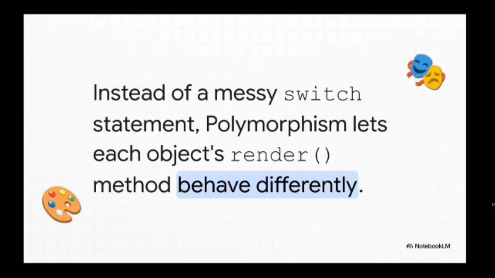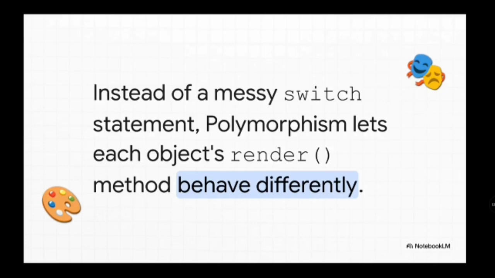Well, it lets us get rid of those horrible, messy if-else blocks or switch statements. For instance, imagine you need to draw several different elements on a screen. The old way might be a giant switch statement. If it's a text box, draw it this way. If it's a checkbox, draw it that way. Ugh. With polymorphism, we can just tell every single element, hey, render yourself.